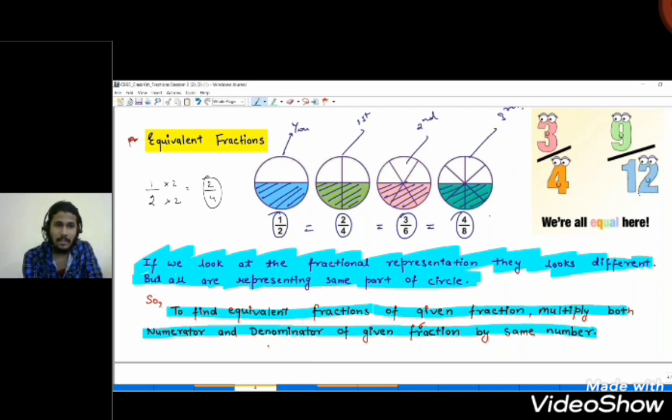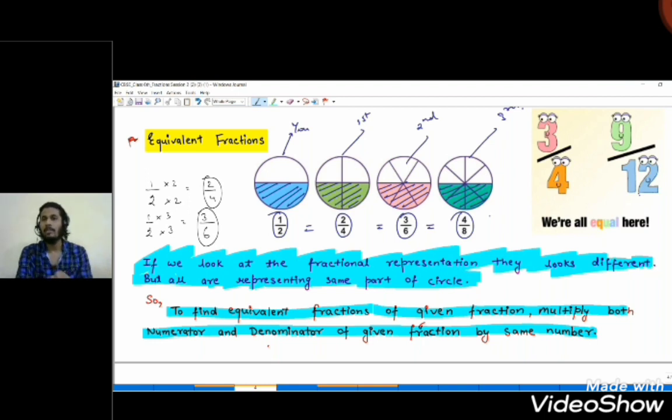Okay. In the same way, we can say that in 1 upon 2, if you multiply the numerator by 3 and then the denominator also by 3, the numerator is going to become 3 and the denominator is going to become 6. It means 3 upon 6 is also an equivalent fraction.